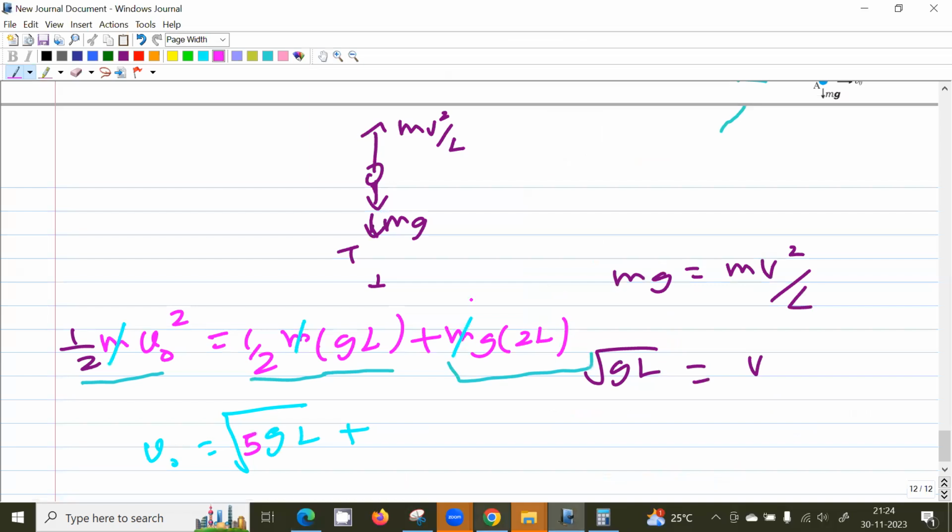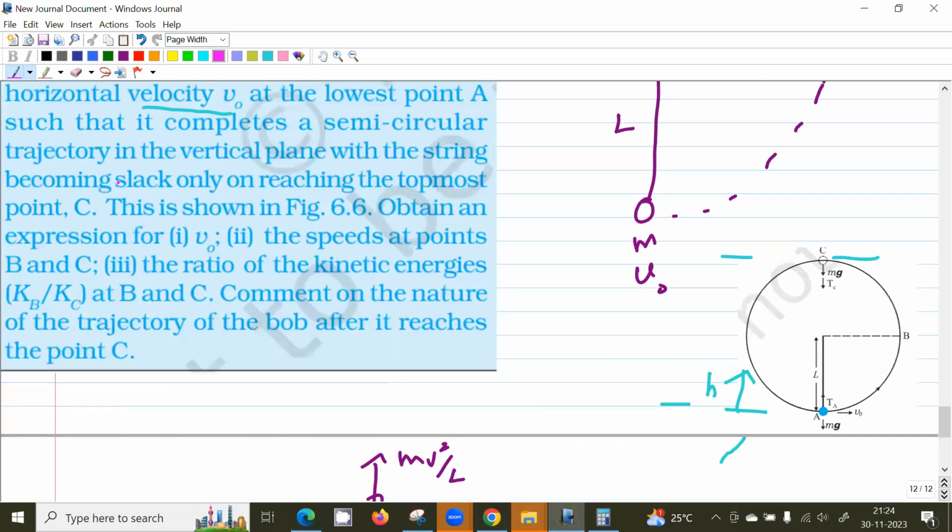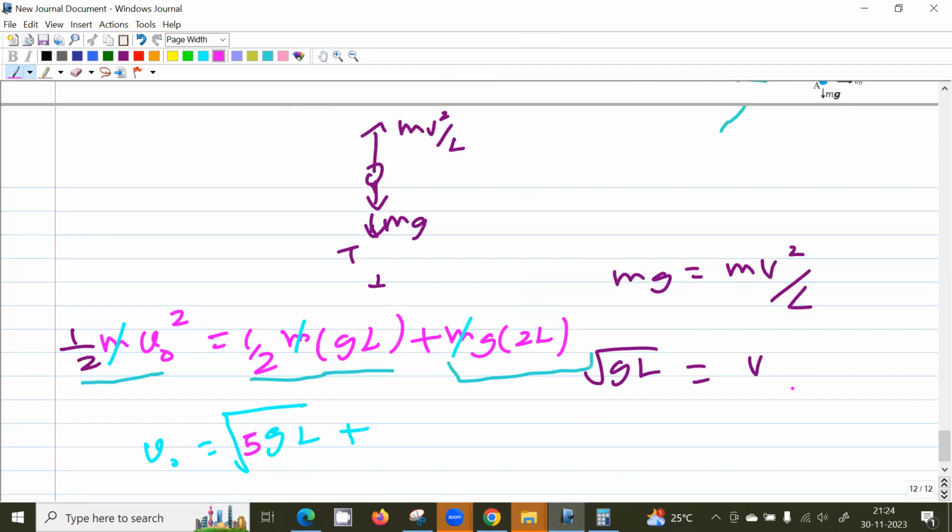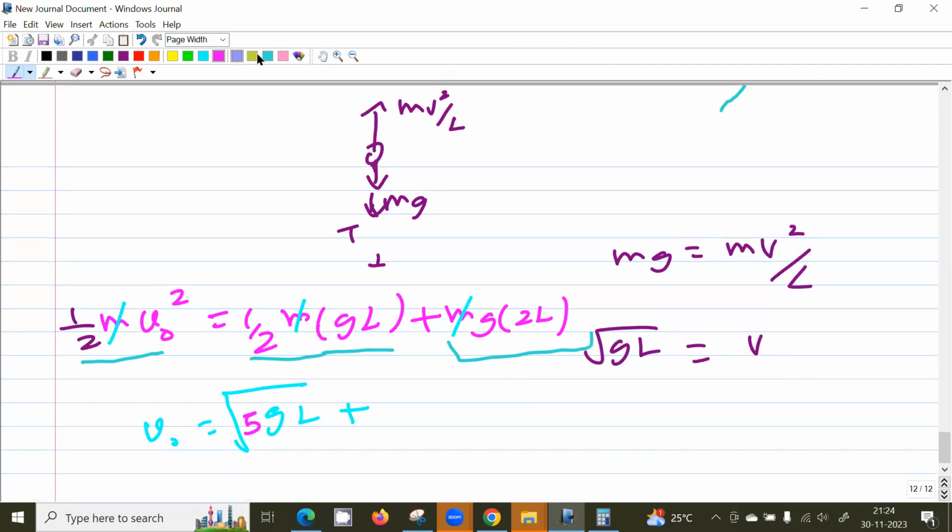So it's just energy conservation only. It's not that difficult. So V0, speed at the points B and C. That is at the middle point. Speed I already found at C. That is root GL. So velocity at B, again, you have to use the energy conservation with this point and this point. So energy at B point is half m velocity at B square plus mg, height will be L.